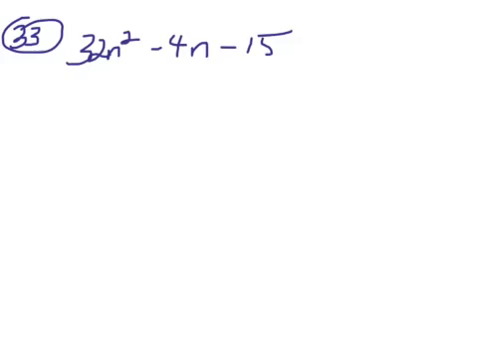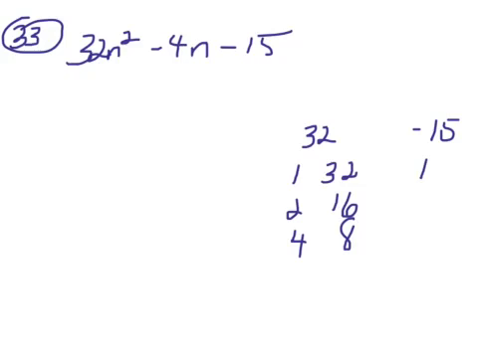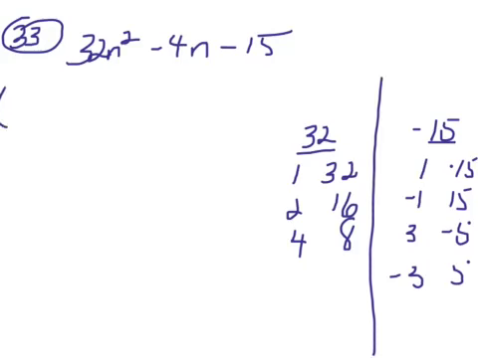Well, this one might be a little harder because there are all the different ways we could get 32. 32 is 1 times 32. It could be 2 times 16. It could be 4 times 8. And 15 could be 1, okay, but it's a negative 15. This was a positive 32. Negative 15 could be 1 times negative 15, or negative 1 times 15, and 3 times negative 5, or negative 3 times 5. So there's all these different ways, and I have to look for how I'm going to combine these. I've got to figure out what to put in front of the n's to get 32n squared, but have it add up to negative 4.